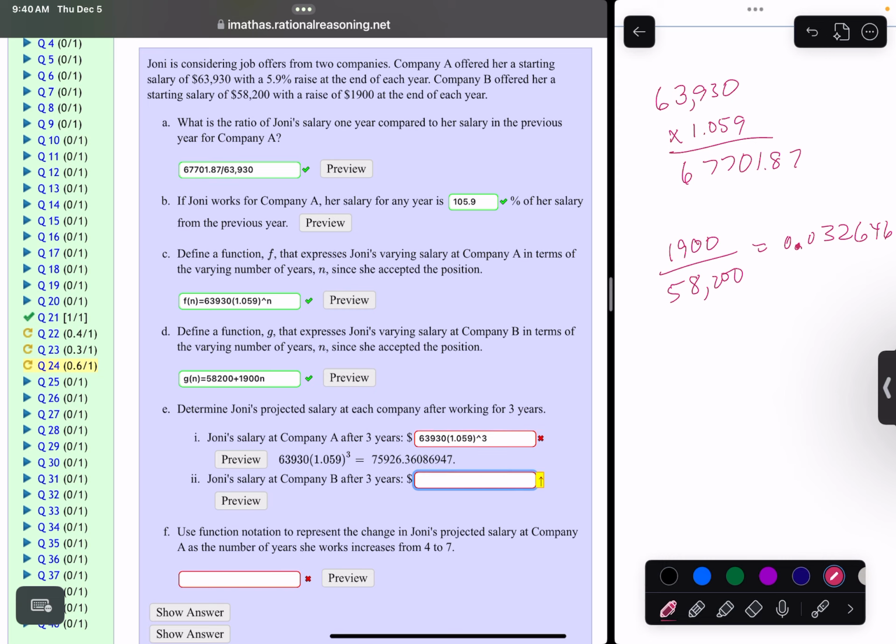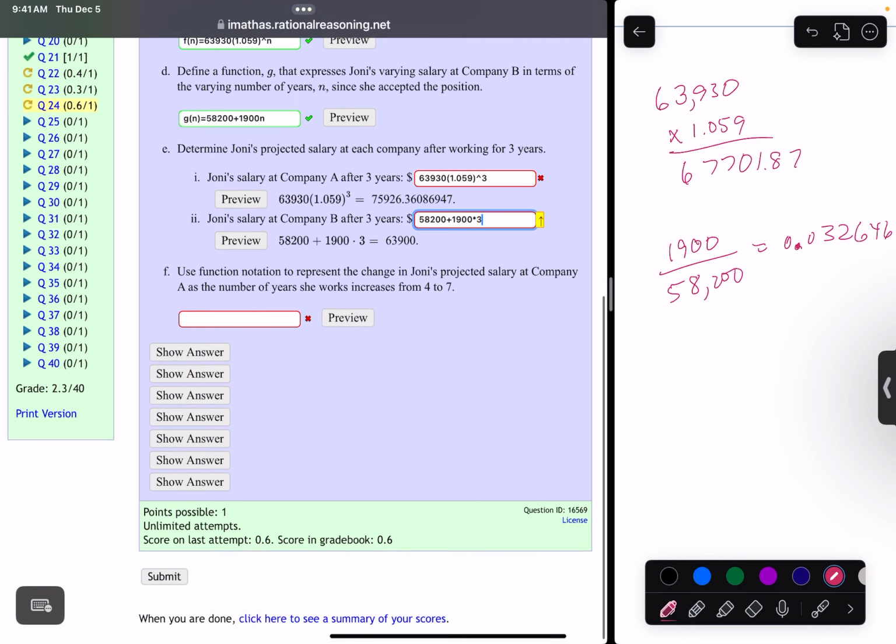Now let's go to this one. I'm going to plug in 3 into my g function. So 58,200 plus 1,900 times 3. Okay, so then we've got that number. Okay, next, use function notation to represent the change in Joni's projected salary. Well, let's check those, make sure they're okay with that.